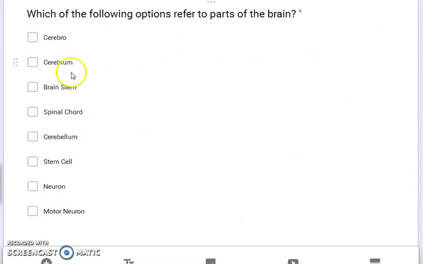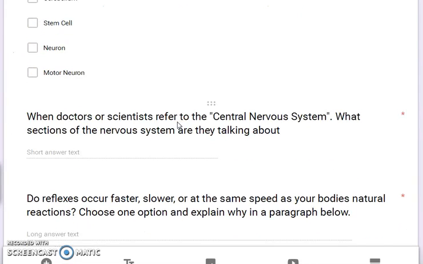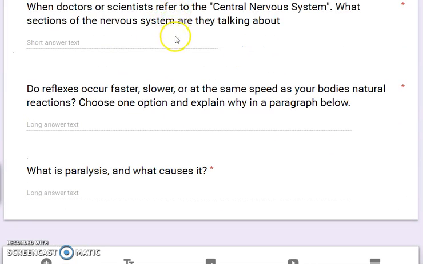I also get to see, again, rote knowledge. Do they understand parts of the brain? As well as some more extended response questions, like what is the central nervous system? Do our reflexes occur faster or slower? And what is paralysis? Questions like this are just designed to help me understand what they're doing.